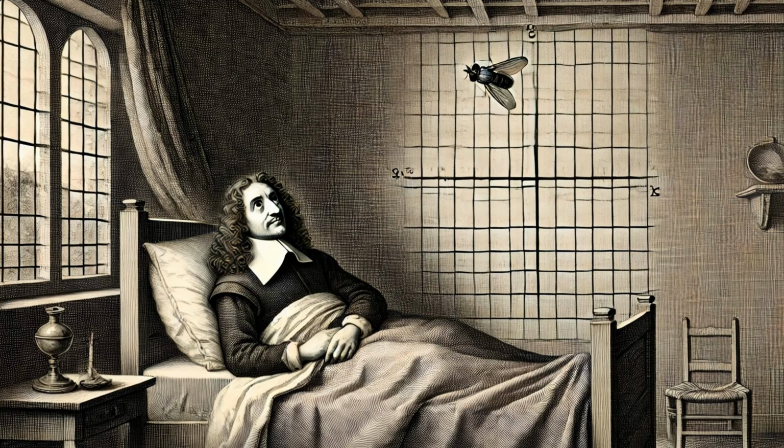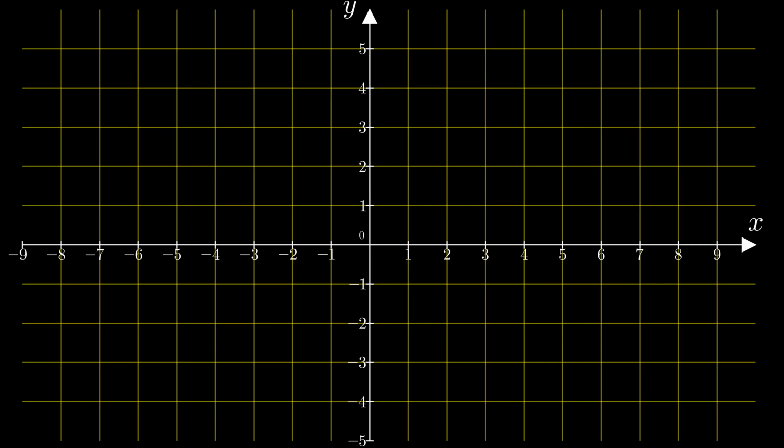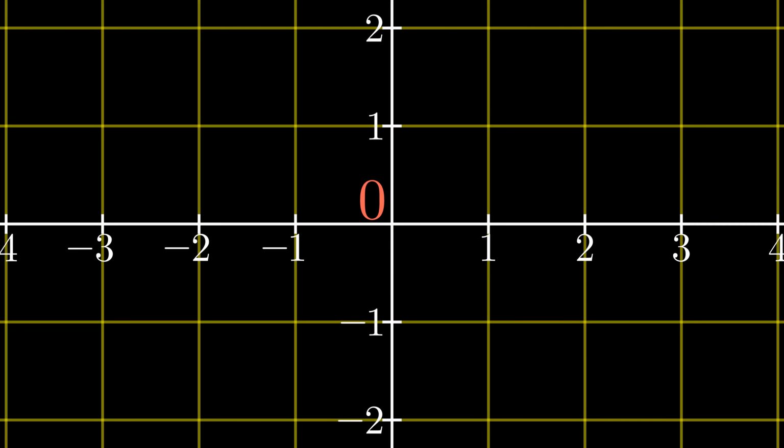There is a legend that claims the Cartesian coordinate system was discovered when René Descartes was sick in bed. As he was staring up at the ceiling, he saw a fly. He wondered how he could describe the fly's position on the ceiling. He assumed the x-axis runs horizontally and the y-axis runs vertically, and the point where the x-axis and y-axis intersect is called the origin or reference point, denoted as 0.